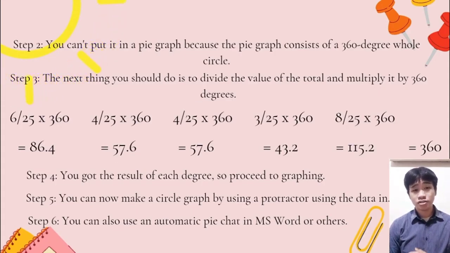So after getting the degrees, you can now proceed to graphing. To graph, you can use a protractor or the pie chart in Microsoft Word to lay out the circle graph. That's all. Thank you.